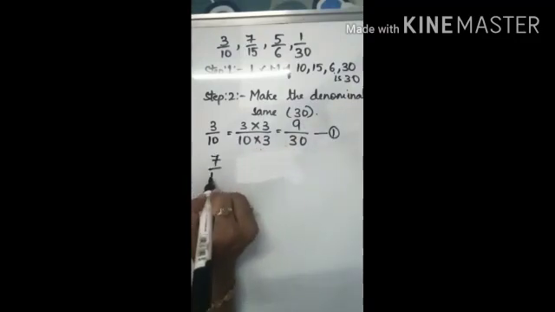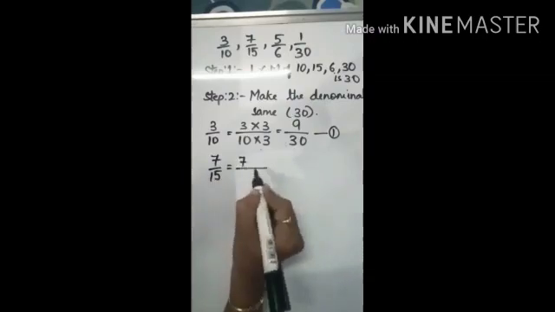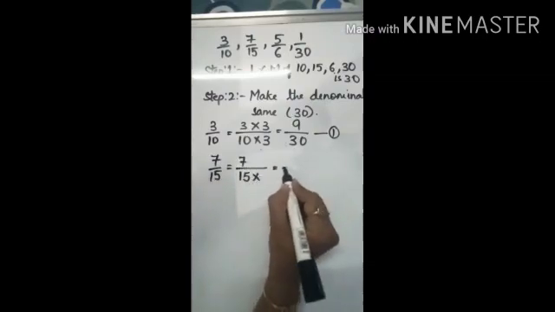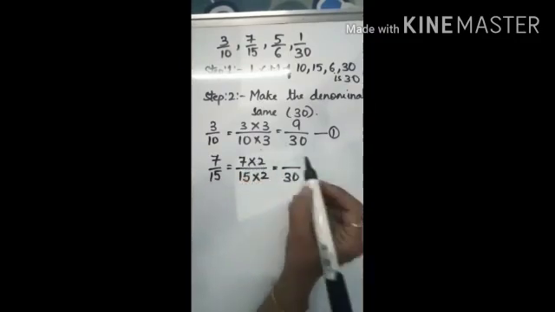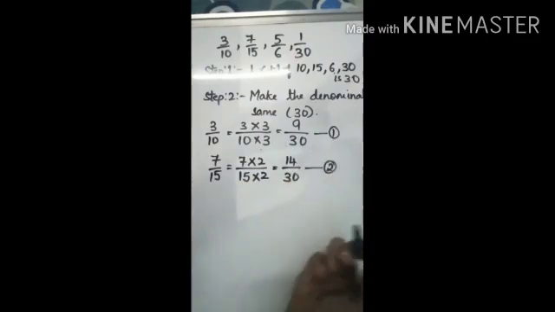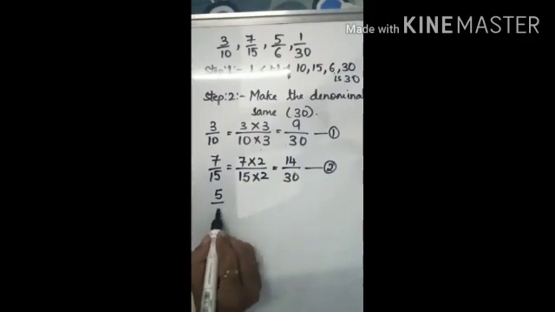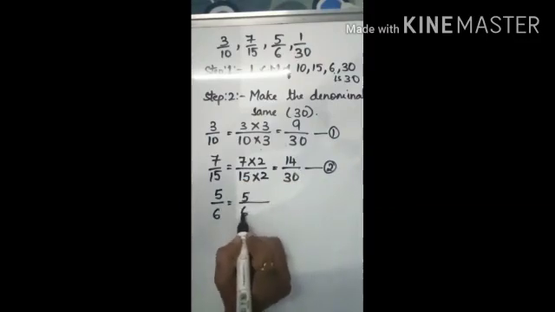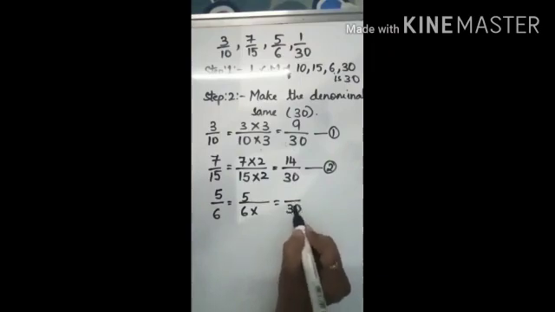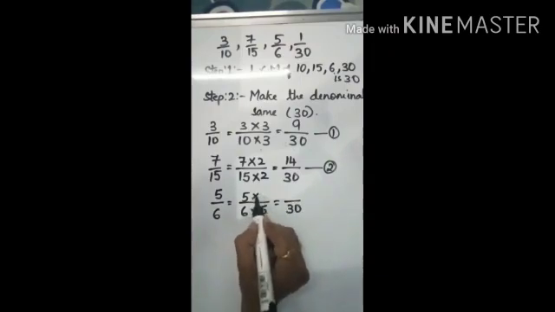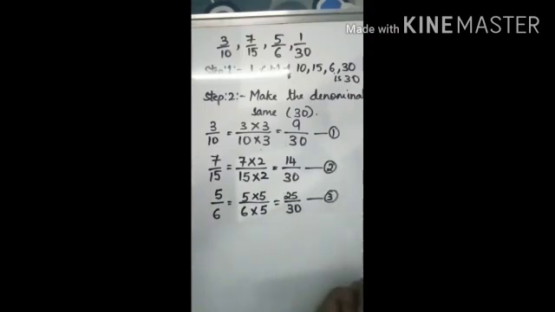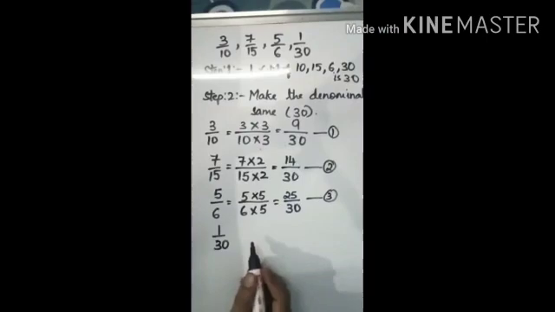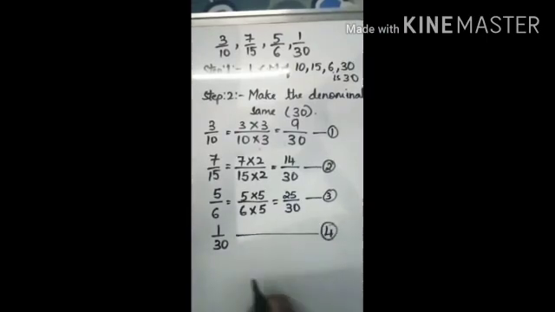Now I take the second one, 7 by 15. 15 multiplied by what gives me 30? I have to multiply by 2. Also the numerator, that is 14 by 30. Now I take the third one, 5 by 6. 6 multiplied by what gives me 30? Multiplied by 5. So the numerator also should be multiplied by 5. The resultant fraction would be 25 by 30. This is my third one. The last one is 1 by 30. Do I have to multiply the denominator by anything? No, because it is already 30.